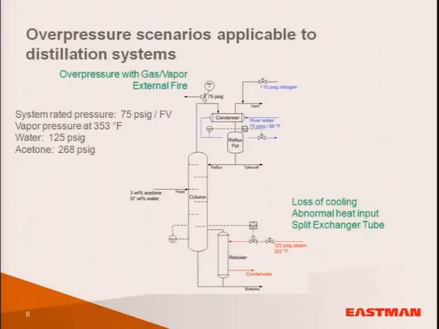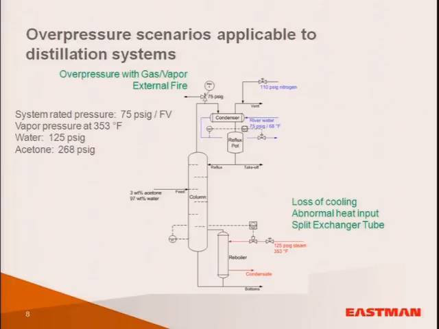We had a system rated pressure of 75 psig. Our 2 components were acetone and water. And we are attempting to remove the acetone from the water stream due to environmental concerns. So we're going to take that acetone overhead and recover it, and then send the water stream to wastewater treatment. In order to do this, we needed to use 125 psig saturated steam, which had a supply temperature of 353 degrees Fahrenheit, and we used river water as our cooling media in the condenser.